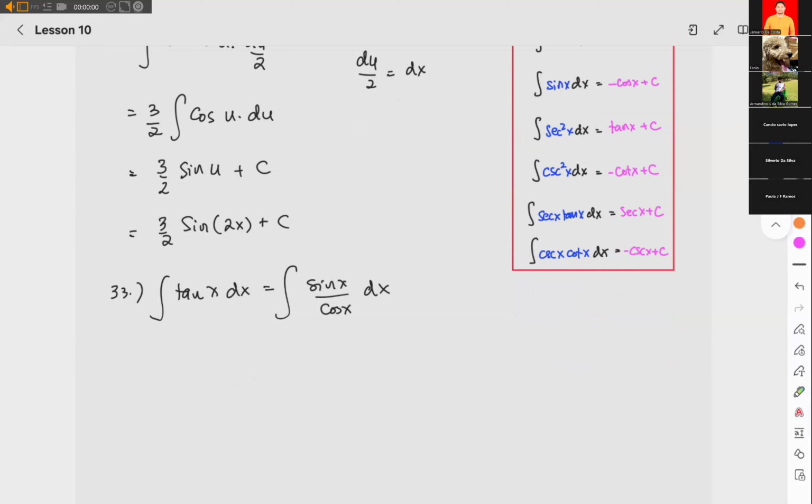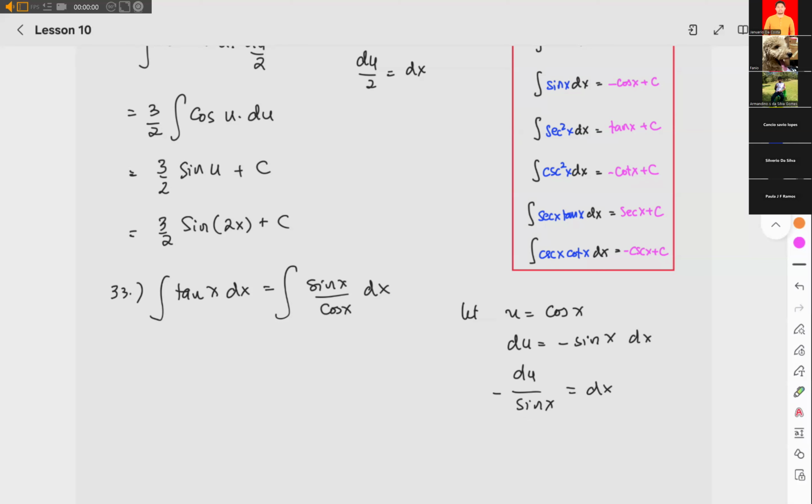So all you need to do is u substitution. Let u be equal to what? It has to be sine x or cos x, so you need to put u equal to cos of x. So du should be, what is the derivative of cosine of x? That will be negative sine of x dx. So du over negative sine of x is simply equal to dx.